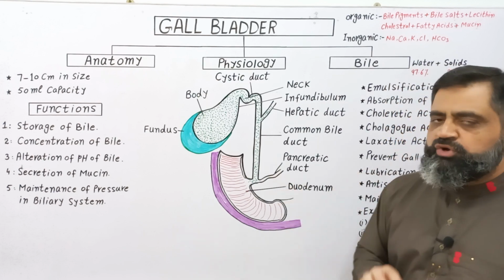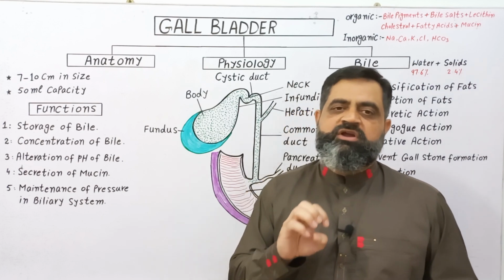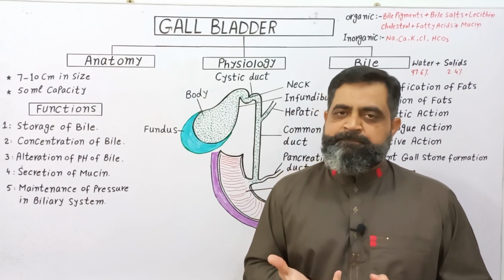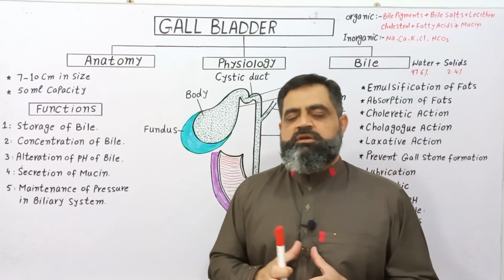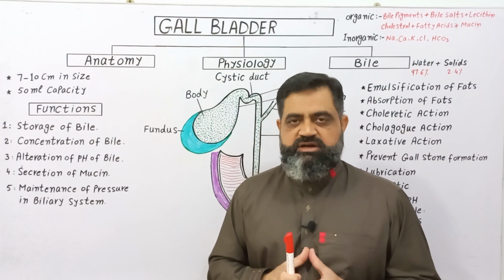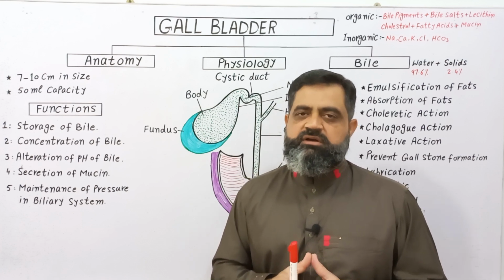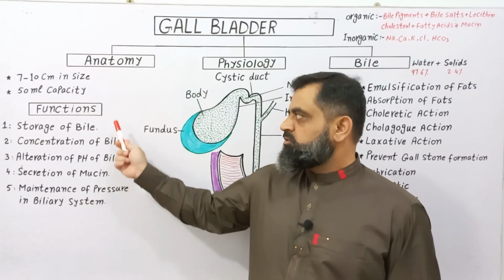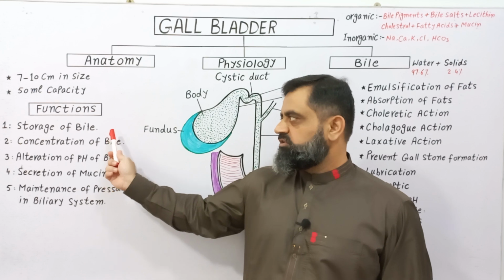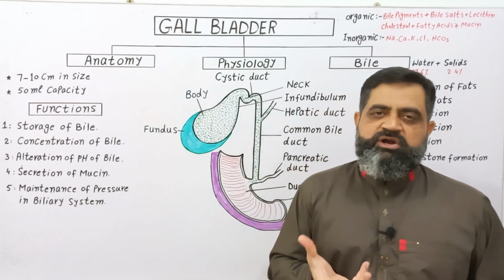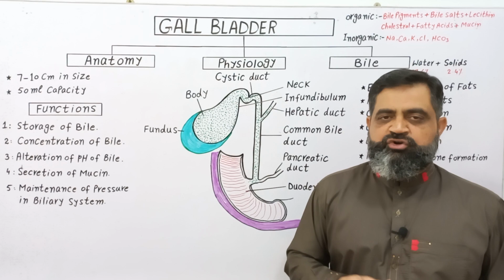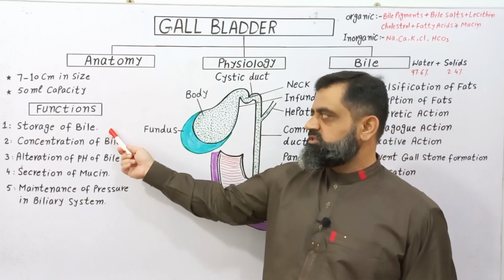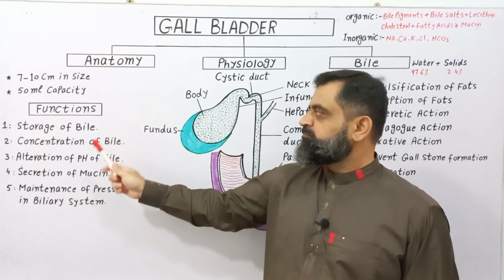So first of all, we are going to look at the main functions of the gallbladder. The main function of the gallbladder is to store bile, but because bile contains bile salts, the functions of bile salts are the functions of bile, and the functions of bile are the functions of the gallbladder. So we are going to discuss these functions one by one. First of all, storage of bile. Bile is a secretion produced by the liver, and it contains different chemicals which we are going to discuss later on. So this is the site where bile is stored.